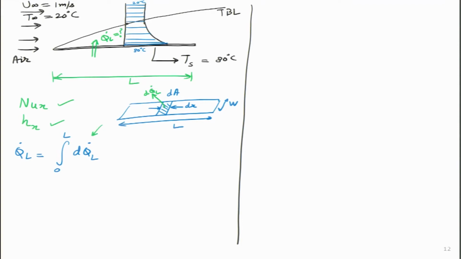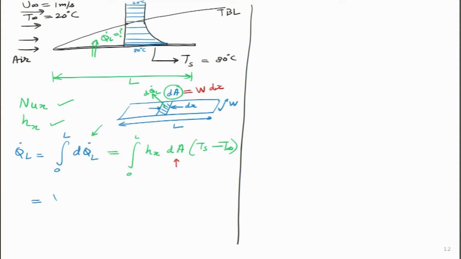So in order to find the value for the whole plate, I will just figure it out for a small strip and then integrate it over the whole distance. That is what I am doing mathematically over here. And small dQ dot I can simply write as h_x into small area dA, which I have explained over here, multiplied by the temperature difference. And dA is simply this width W multiplied by the differential element dx. So I can substitute over here.